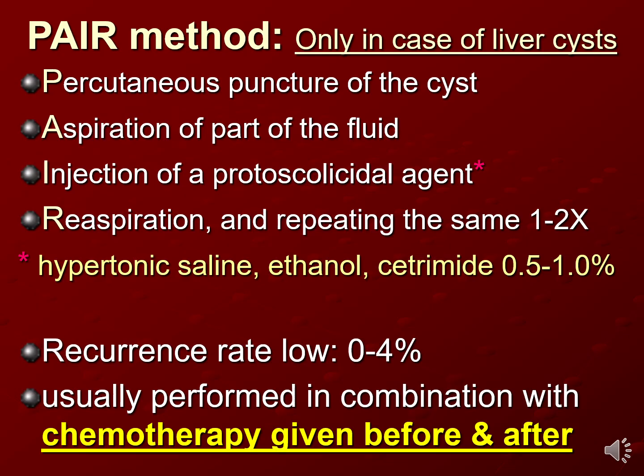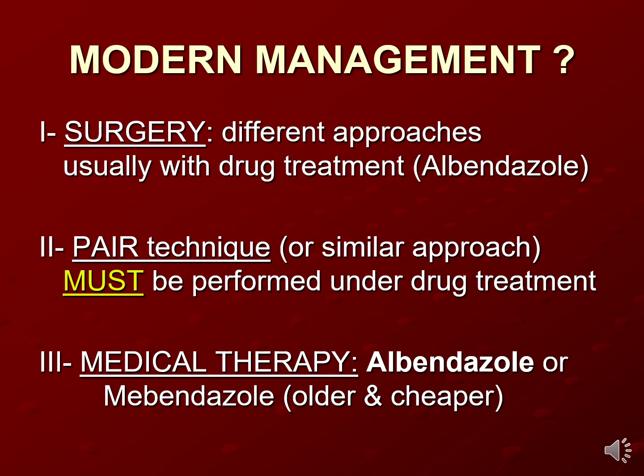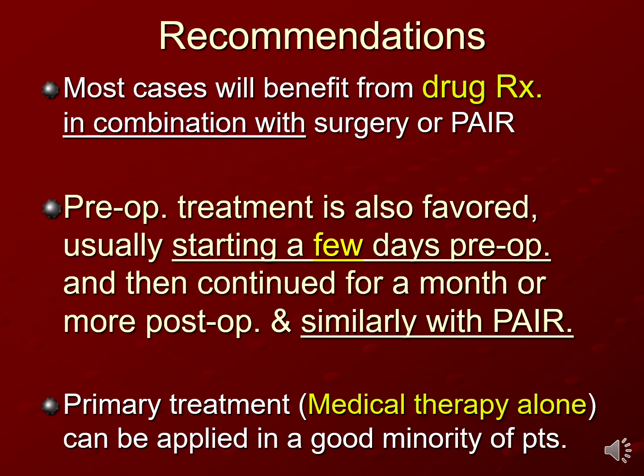Now the recurrence rate is low, less than 4%, usually performed in combination with chemotherapy or medical treatment with the drugs a few days before and for 1 month after, usually. Modern management is surgery whenever applicable, the PER technique for liver cysts, and medical therapy can be applied, but usually it is a combination of all of those. Pre-op treatment, before practicing the PER technique, is usually given for a few days, like 3 or 4 days only, until the tissues are loaded with albendazole, and then you would operate on the patient.